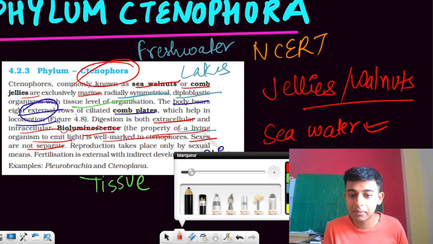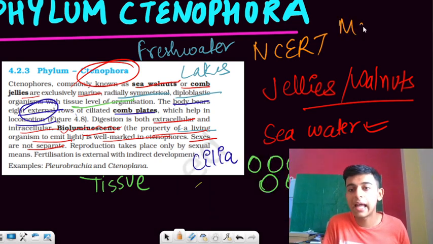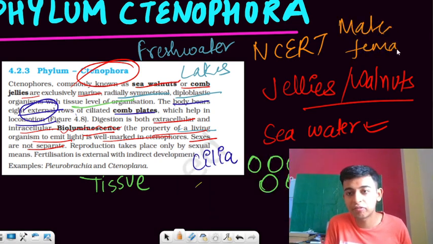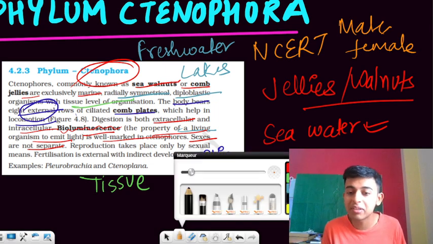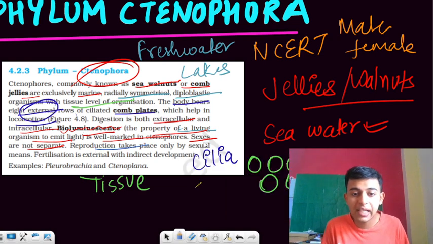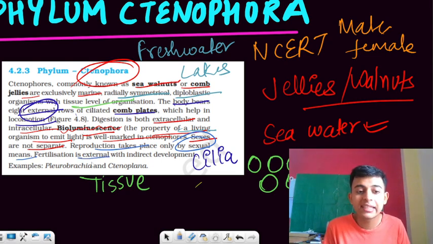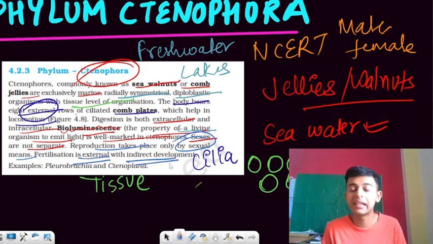Okay, sexes are not separate. Sexes are not separate means male and female reproductive parts will be present on the same organism. Male ctenophore and female ctenophore are not distinct. Reproduction takes place only by sexual means. Only by sexual means means gamete formation will happen. Then fertilization is external with indirect development. Indirect development means larva and adult are different.